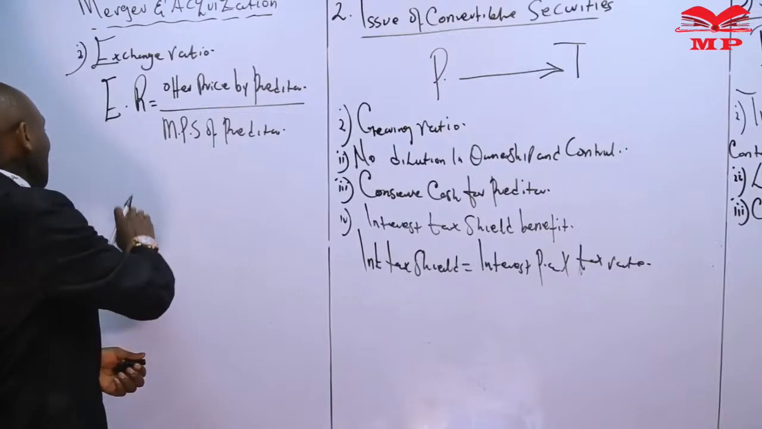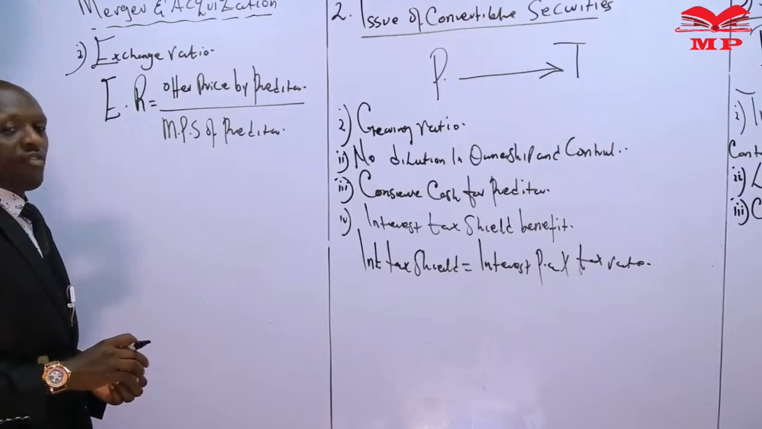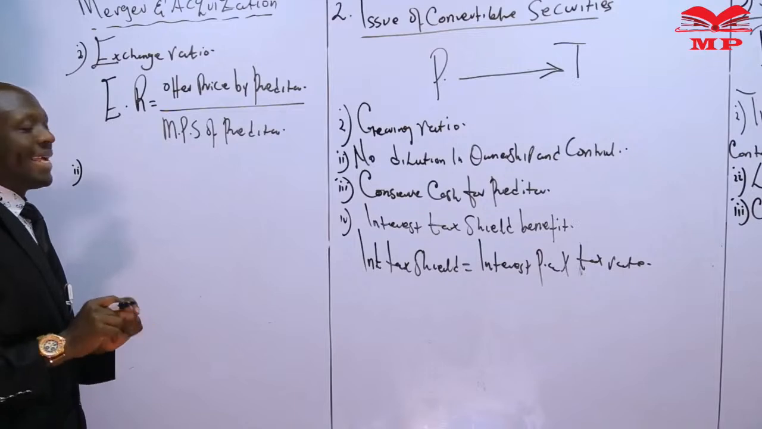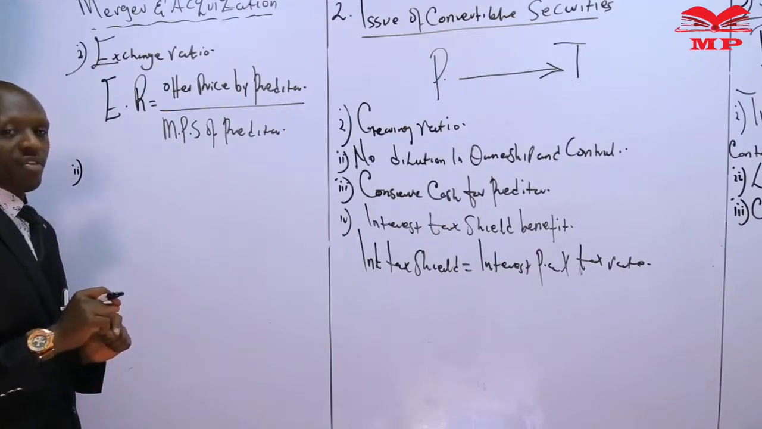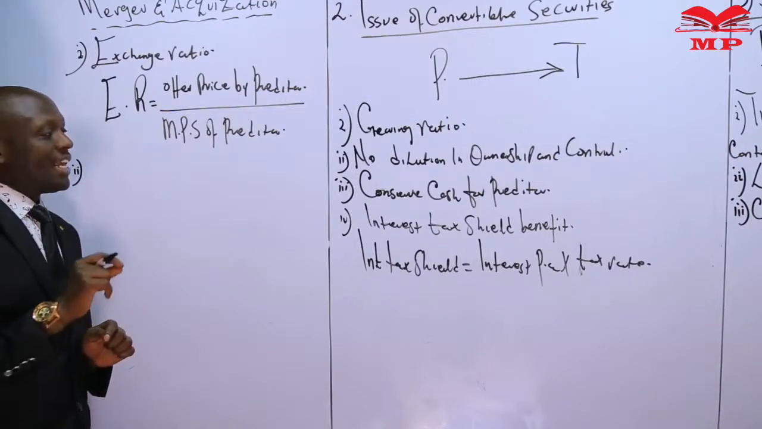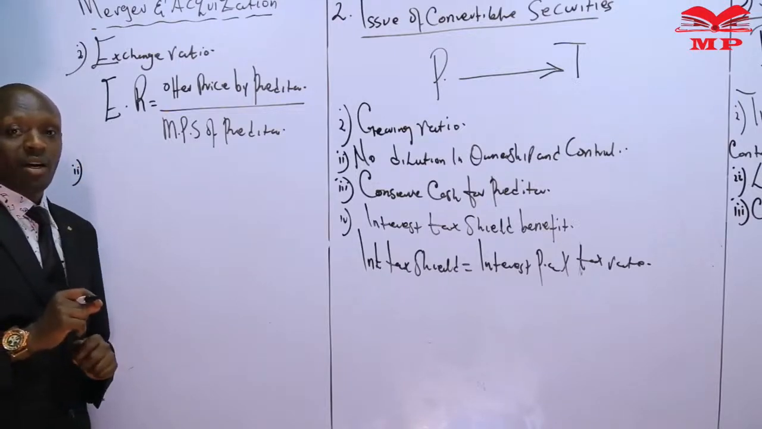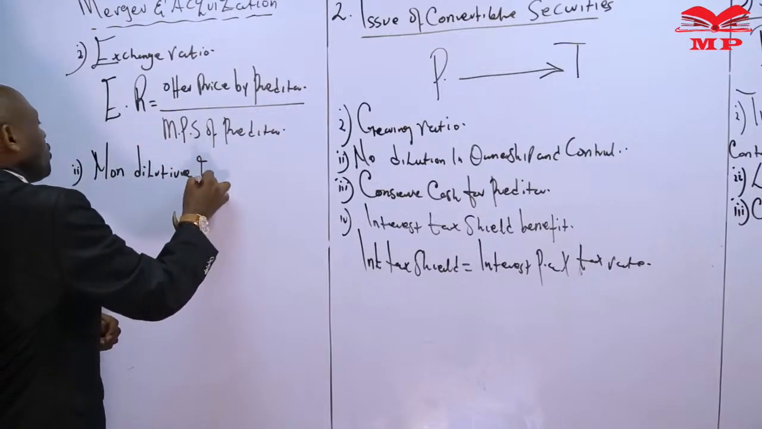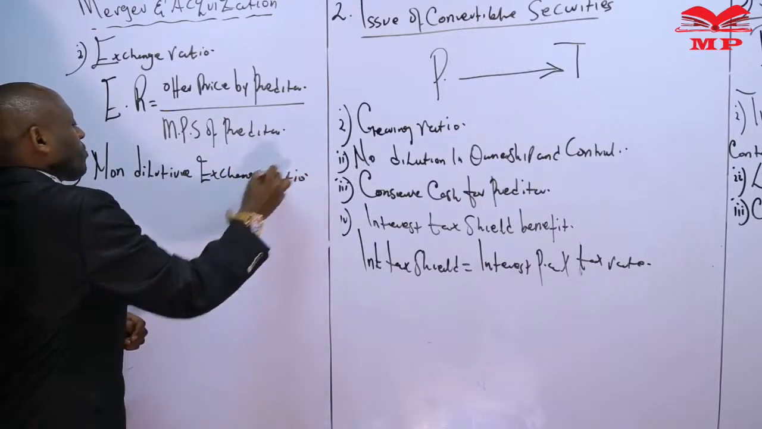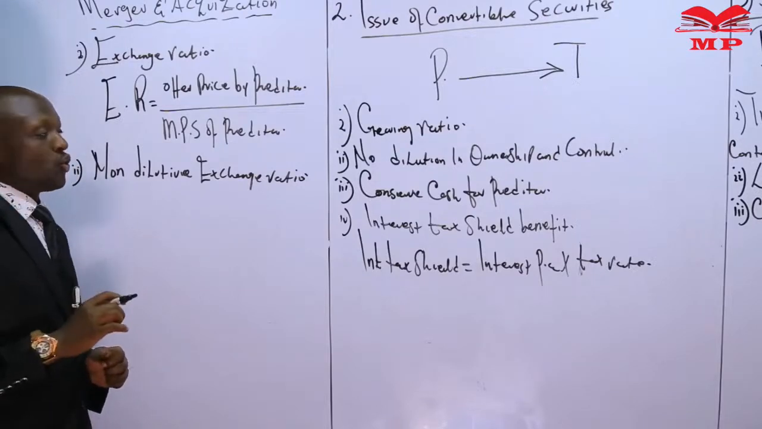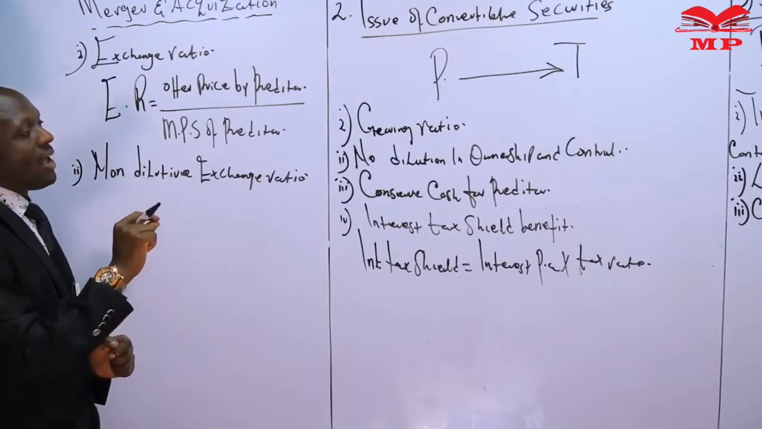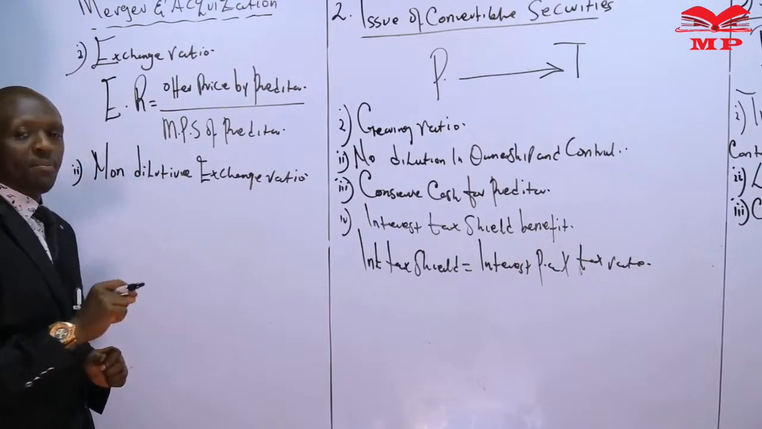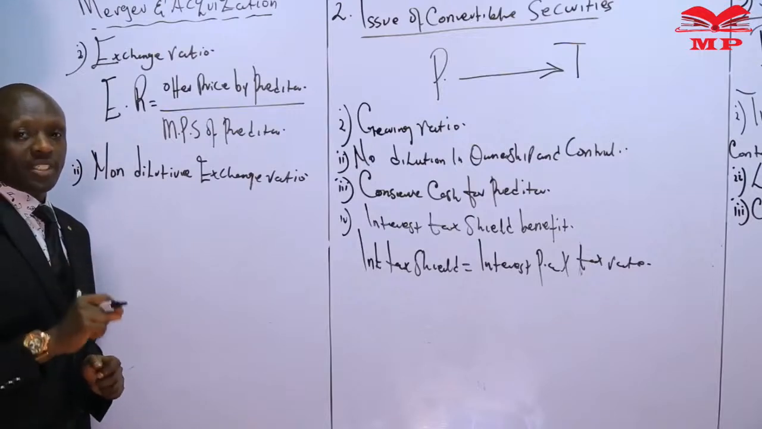The other thing that must be considered when a firm is acquiring another firm, or in case of a merger, is that number two, the shareholders in the two firms may get into an agreement, or they may arrive at an exchange ratio that will guarantee them an EPS similar to what it was before the merger and acquisition. And this is called the non-dilutive exchange ratio. A non-dilutive exchange ratio is an exchange ratio that will ensure that the EPS for the target shareholders and the EPS for the predator shareholders will not change, or they will get the same EPS as it was before the merger and acquisition, even after the merger and acquisition.